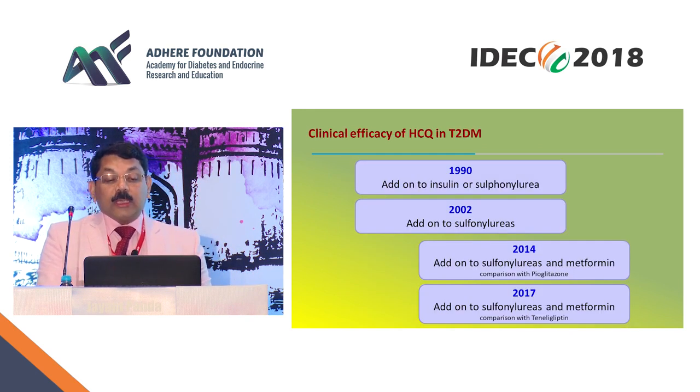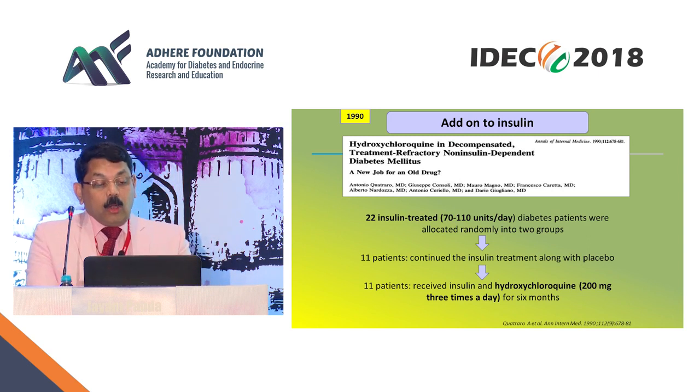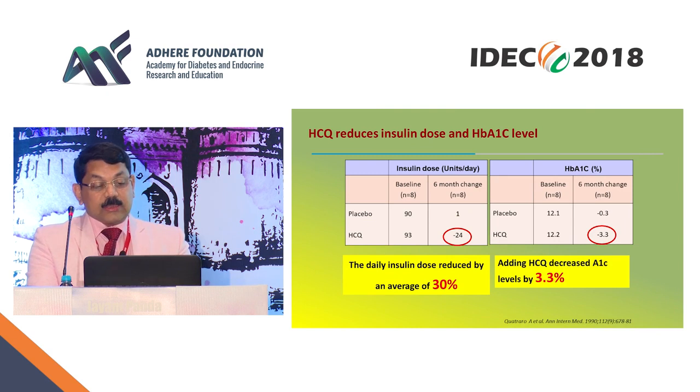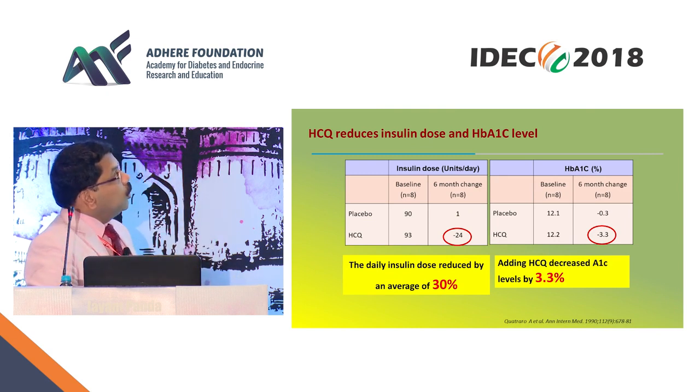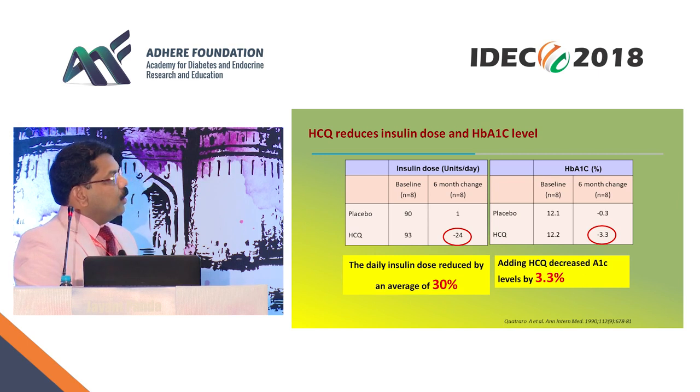So, reviewing your knowledge about the clinical efficacy: in 1990 it was approved as add-on to insulin or sulfonylurea, in 2002 as add-on to sulfonylureas, in 2014 as add-on to sulfonylurea and metformin, and the latest publication in 2017 shows add-on to sulfonylurea and metformin in comparison with teneligliptin. I'll show you all the studies. Add-on to insulin clearly shows the insulin dose decreased by almost 24 units per day, and A1C is reduced by 3.3%. So only the addition of hydroxychloroquine has averaged a 30% reduction of the insulin dose.